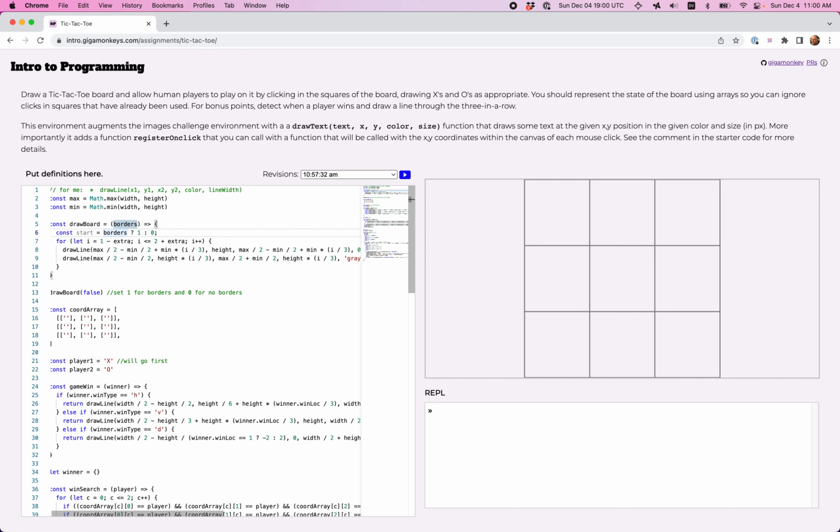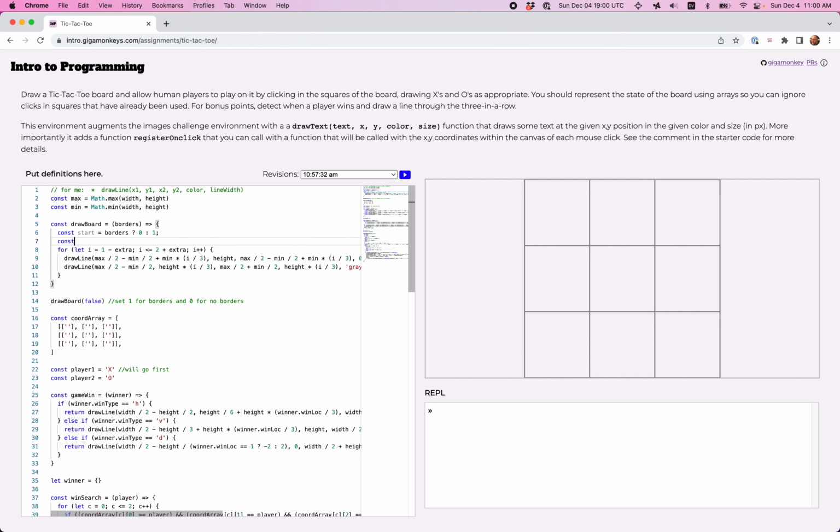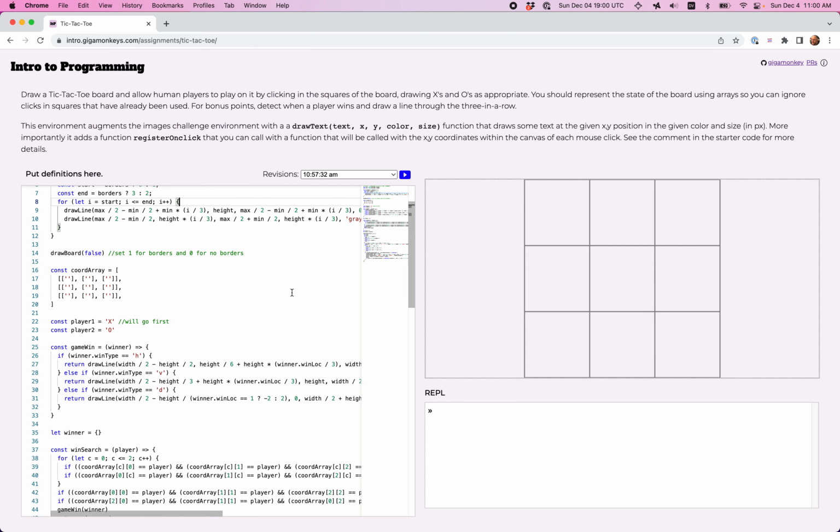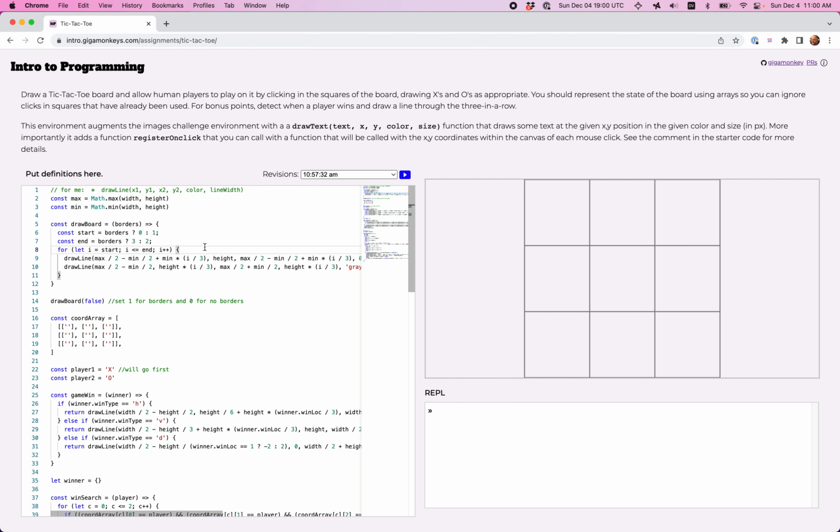and do this here where, if we're drawing the borders, the start is 0, otherwise it's 1. And if we're drawing the borders, the end is 3, otherwise it's 2. So we're going from 0 to 3 or 1 to 2. So I haven't actually gotten to doing all the math, but that's pretty reasonable to my eye.